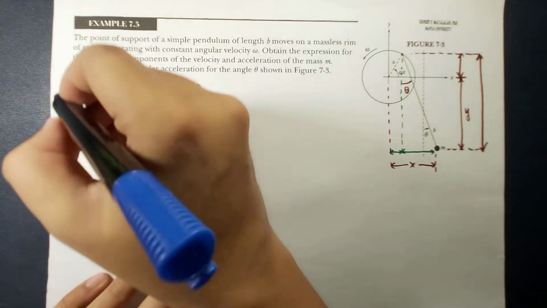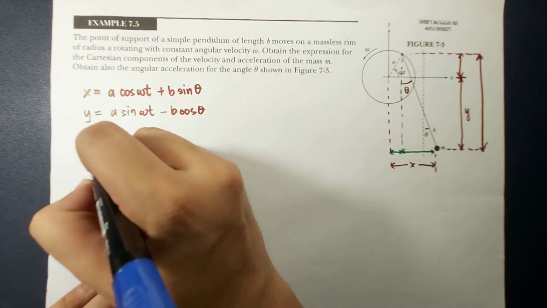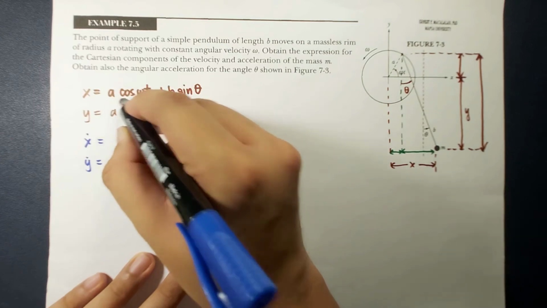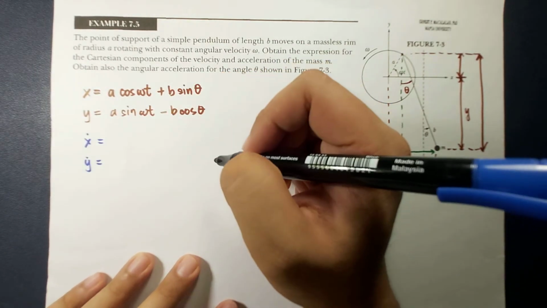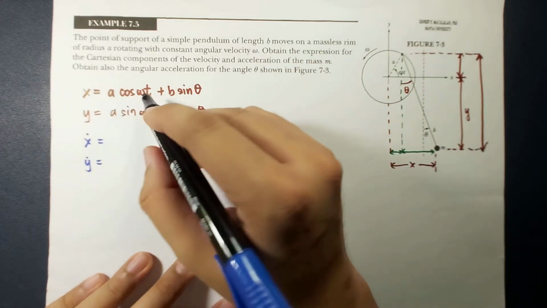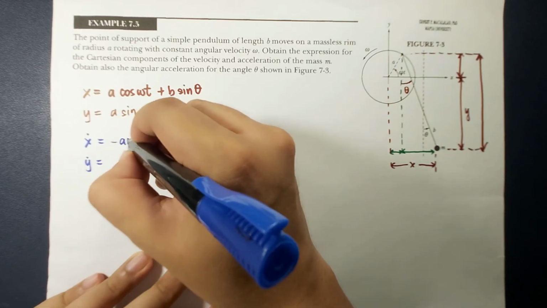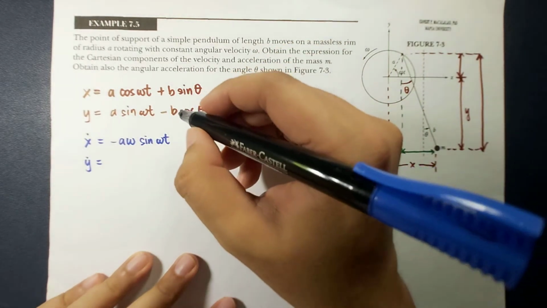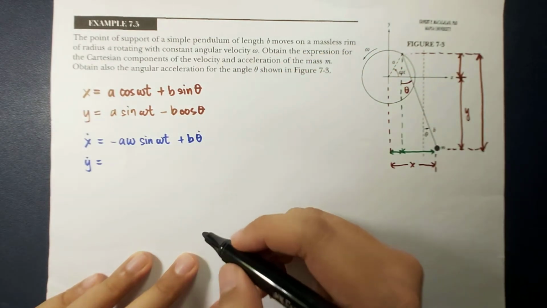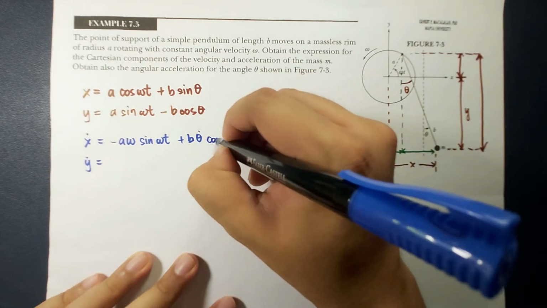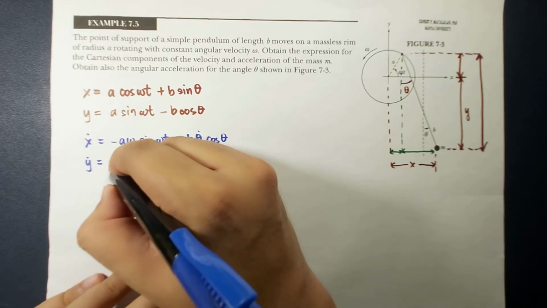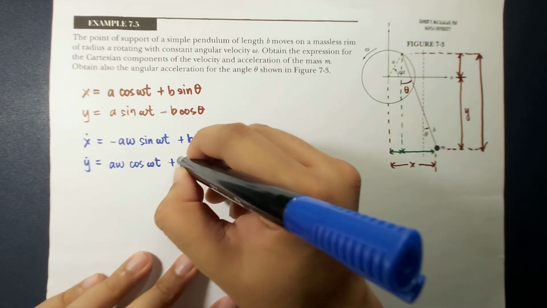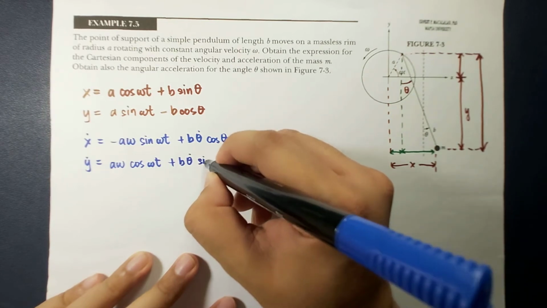From here, we can calculate the velocities, x dot and y dot. We differentiate this with respect to time, and this one with respect to time. Because a and b are constants, and omega is a constant, x dot becomes negative a omega sine omega t plus b theta dot cosine theta. Y dot, on the other hand, would be a omega cosine omega t plus b theta dot sine theta.